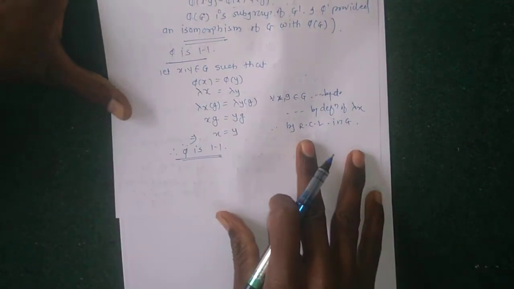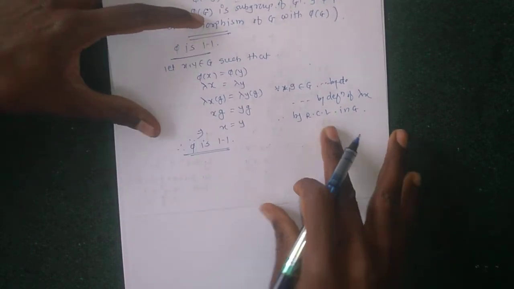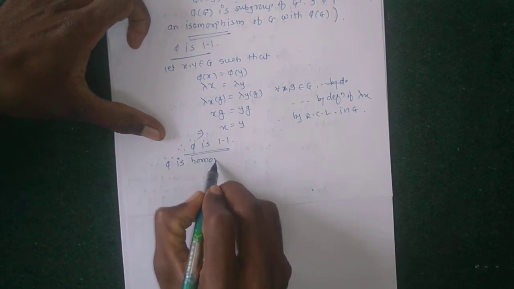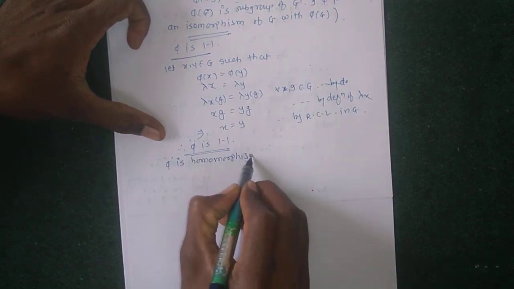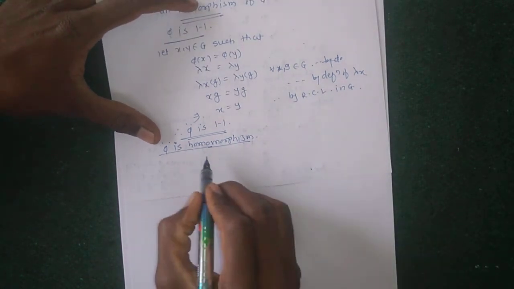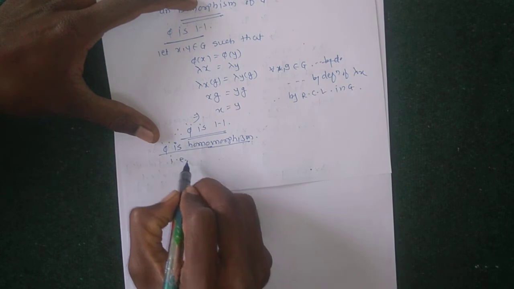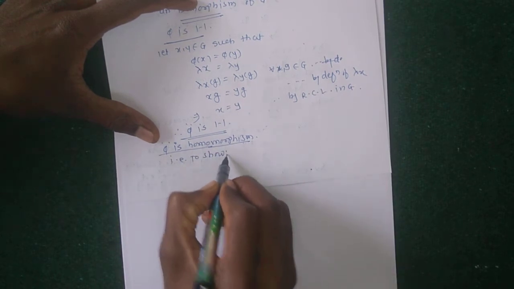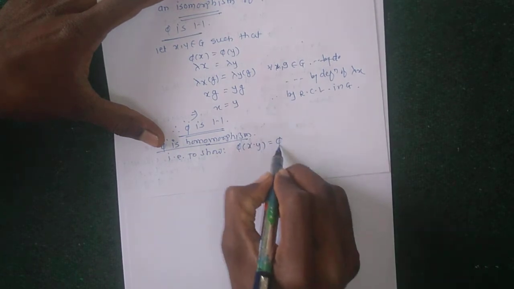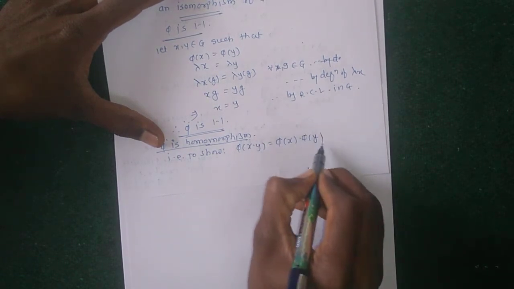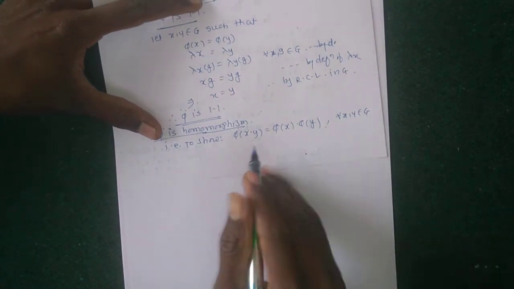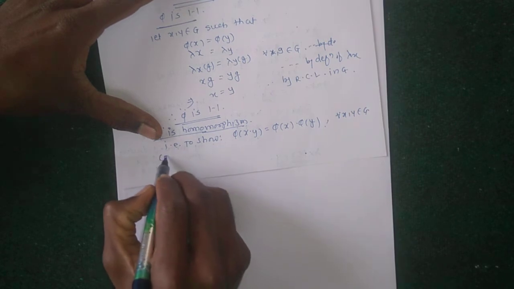So next condition is homomorphic. Okay, so phi is a homomorphism. How to prove it? We have to show that phi is a homomorphism. That is to show that phi of x into y equal to phi of x into phi of y for all x, y belongs to G.